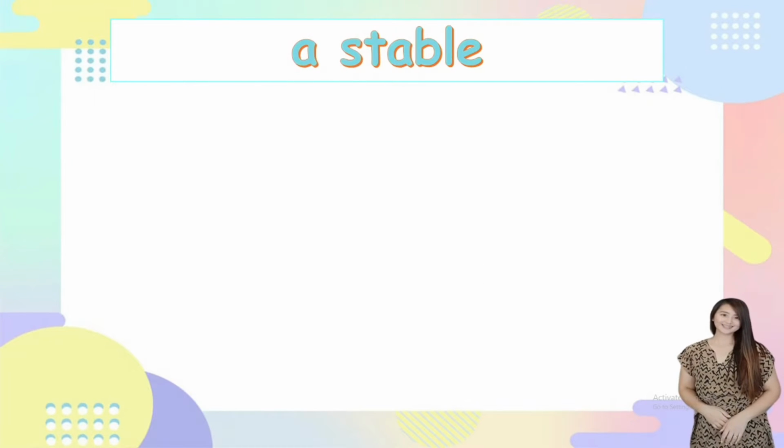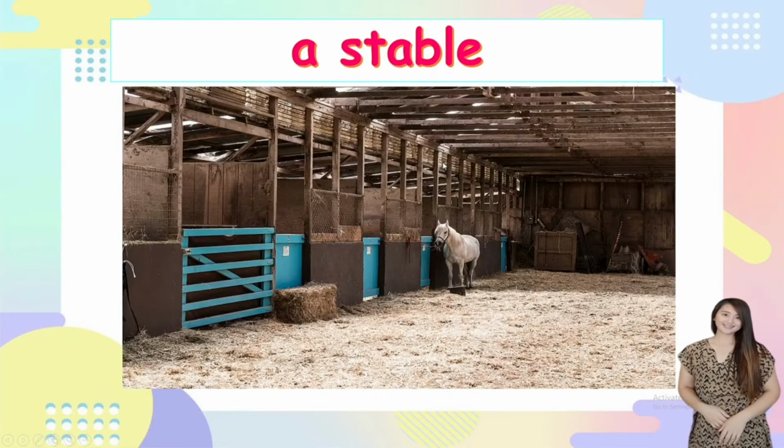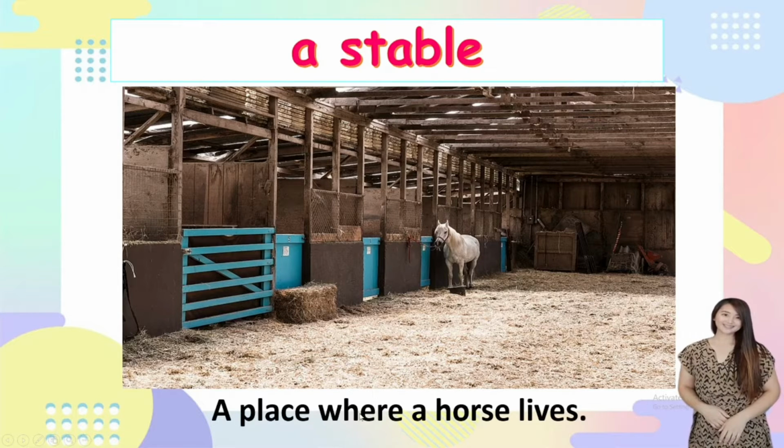Next we have a stable. Please repeat after me. A stable. This is a stable. And what is it? It's a place where a horse lives. Everybody, let us read. A place where a horse lives. So, a stable is a place where a horse lives. You see, there's a horse in it. This is a stable.